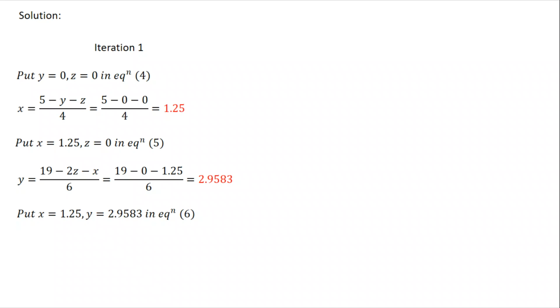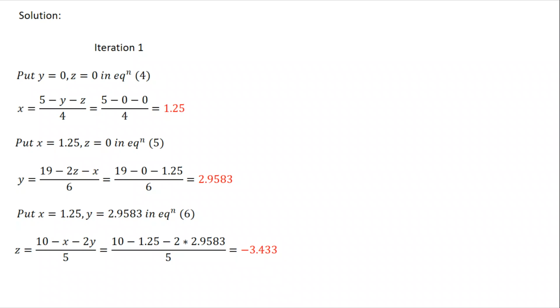Then the x and y values we calculated are put in equation number 6 to get the value of z. So x is 1.25 and y is 2.9583. Equation 6 is z = (10 - x - 2y) / 5 = (10 - 1.25 - 2 × 2.9583) / 5. After simplification we get -3.433. So this is the first iteration.